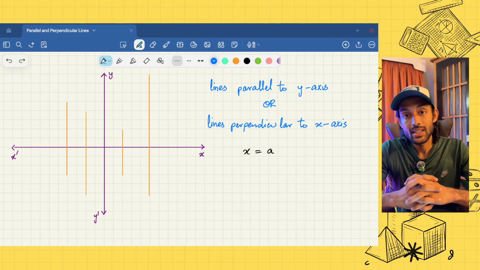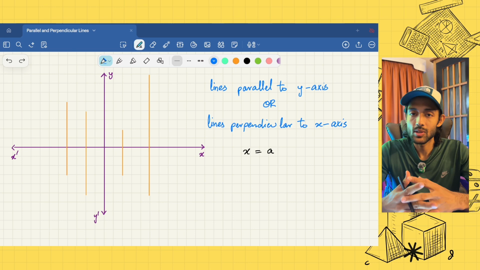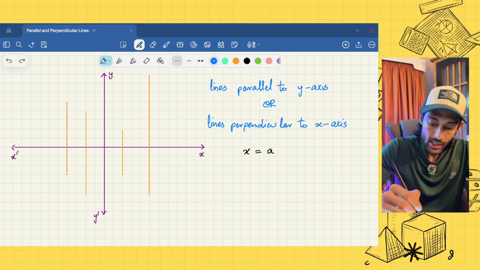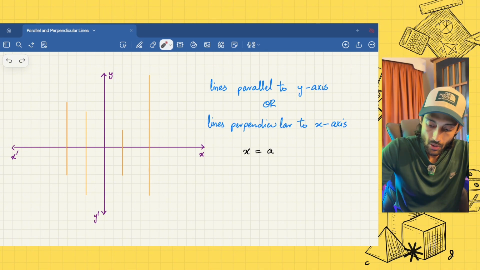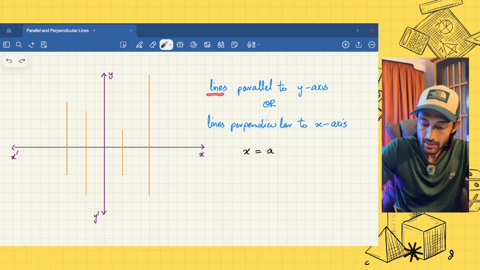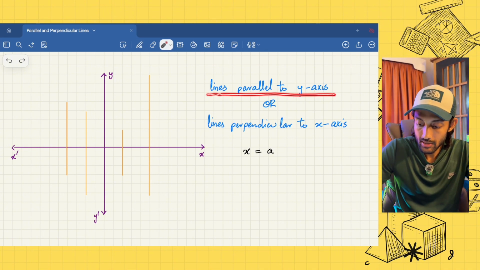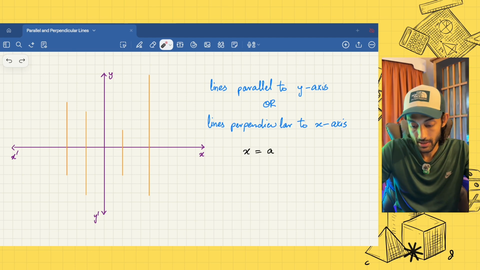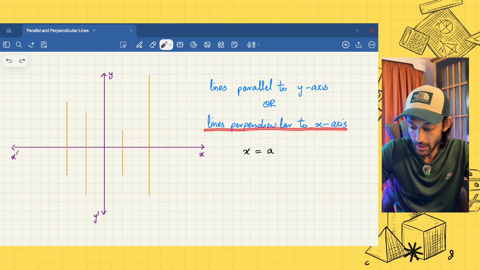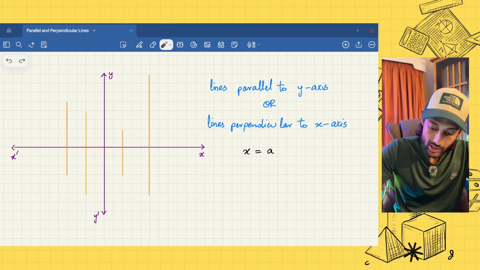In this lesson, we will study how to find out the equation of lines which are parallel to the x-axis or the y-axis. Before we figure out how to find out the equation of these lines, we need to first know that if the examiner says that the lines are parallel to the y-axis, there is one more way to say it: lines perpendicular to the x-axis.